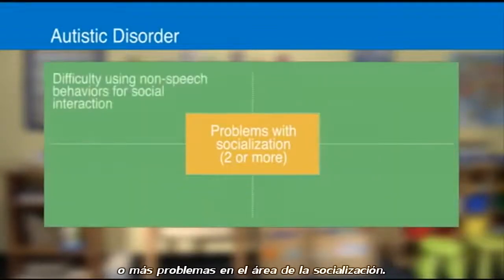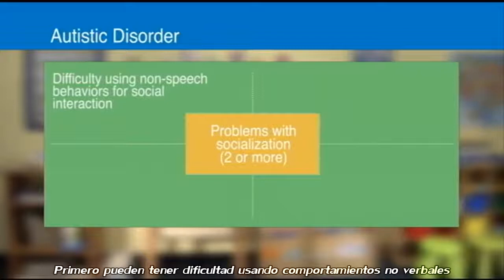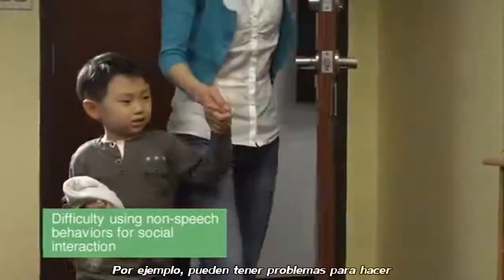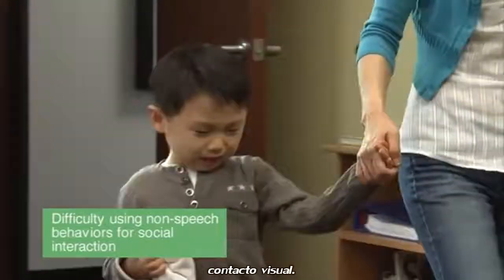Students with autism have at least 2 or more problems in the area of socialization. First, they may have difficulty using non-speech behaviors for social interaction. For example, they may have trouble making eye contact.